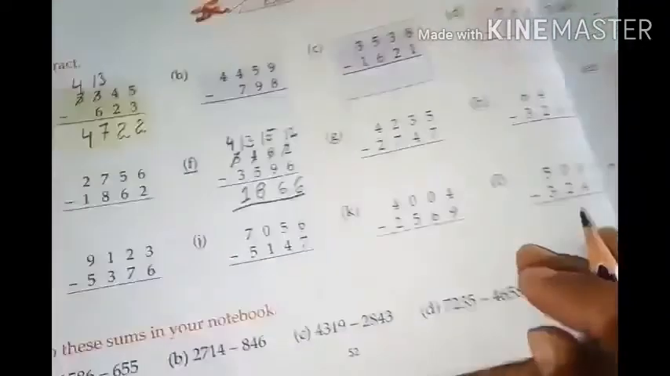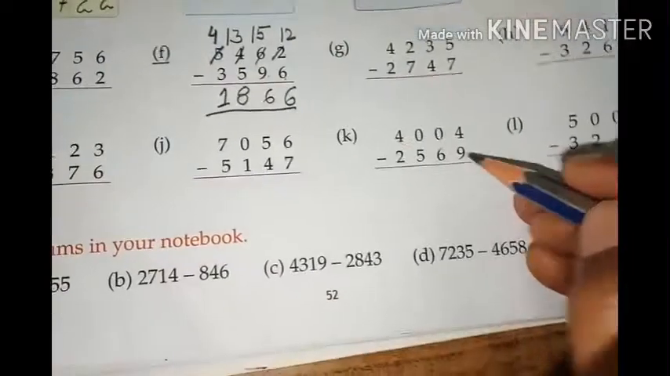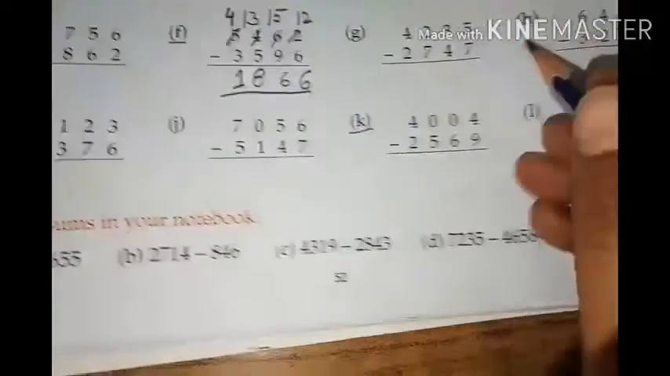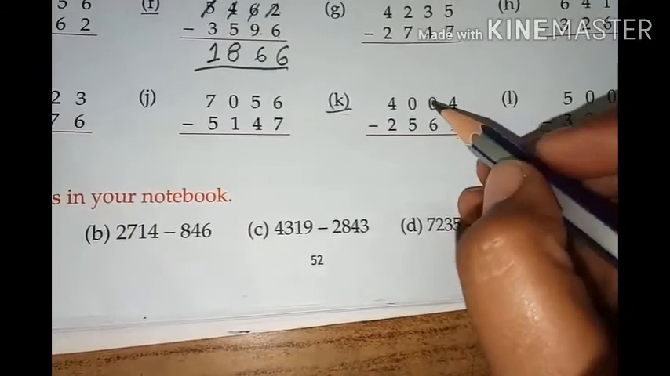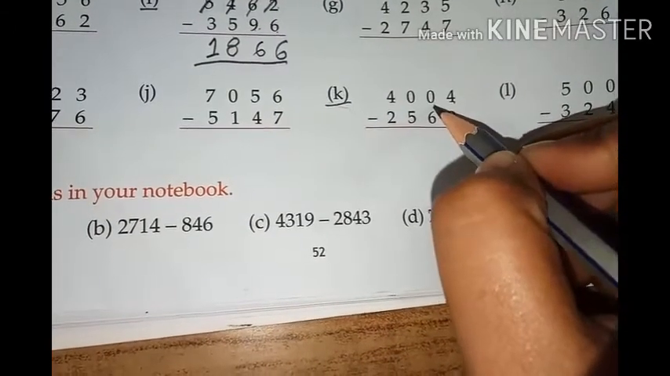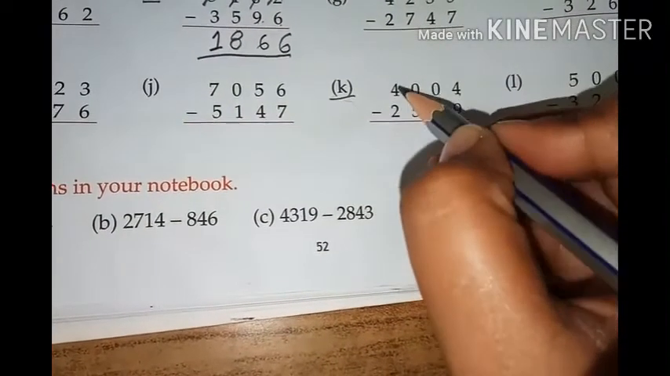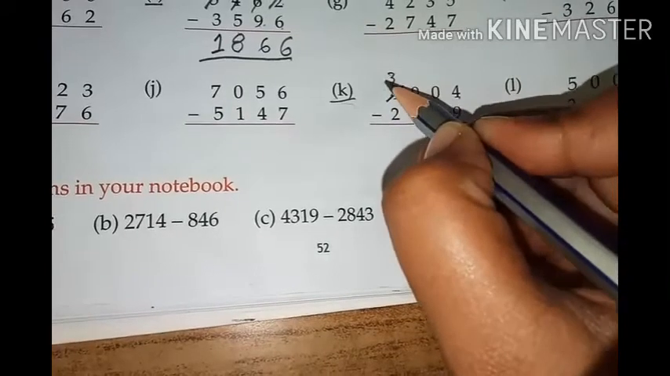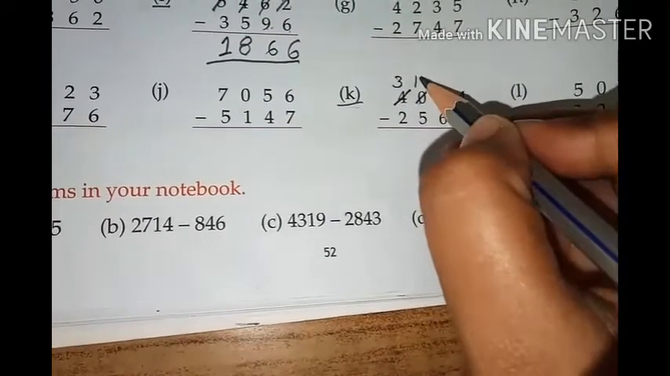Is it clear? Now let's do K part. K part is also there. Let's take it. 4 minus 9, not possible, and we cannot take borrow from 0. Again we have 0. So let's take 1 borrow from 4, it will become 3. And this 0 will become 10.